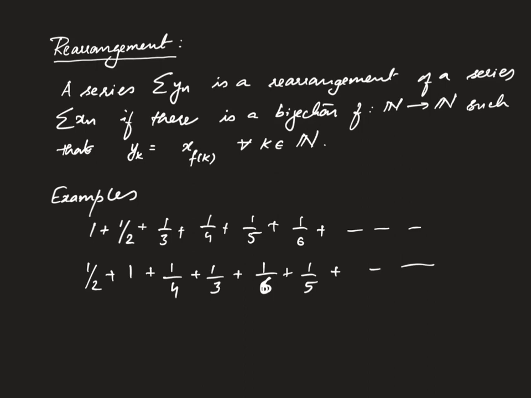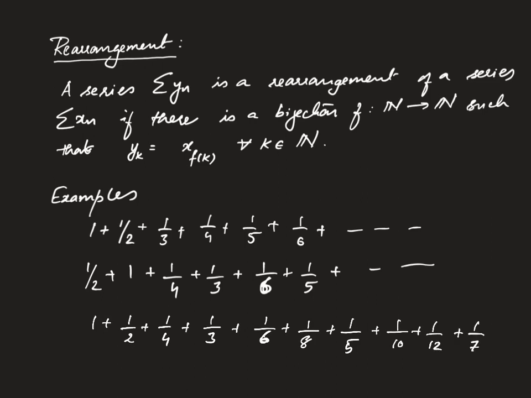Another rearrangement is the following. We will take one odd term, then 2 even terms, then one odd term, then 2 even terms, etc. So you will get 1 plus 1/2 plus 1/4 plus 1/3 plus 1/6 plus 1/8 plus 1/5 plus 1/10 plus 1/12 plus 1/7 plus etc. So this is also a rearrangement. There are so many other ways we can rearrange the harmonic series, but I will let you play with that.